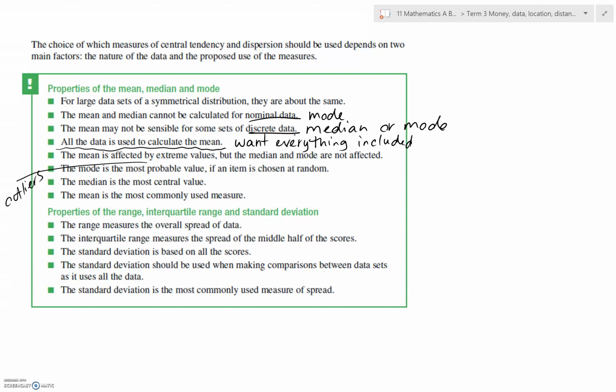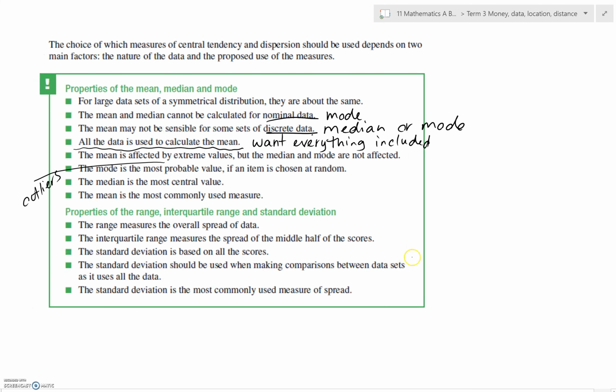Standard deviation is something like the mean that's based on all scores, and it's something we would use when we're making comparisons between data sets, because it uses everything. So comparisons, mean and standard deviation. And it's a really commonly used measure of spread. You would see it listed in lots of things, particularly science things if you do anything with science.